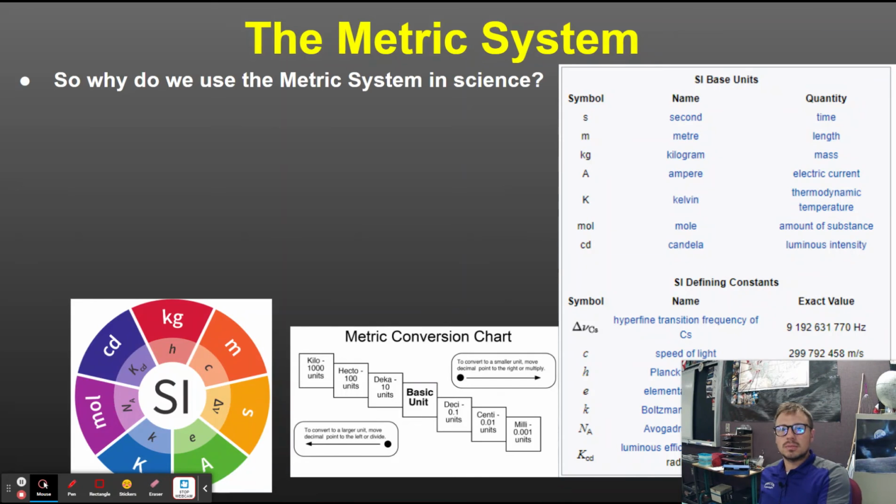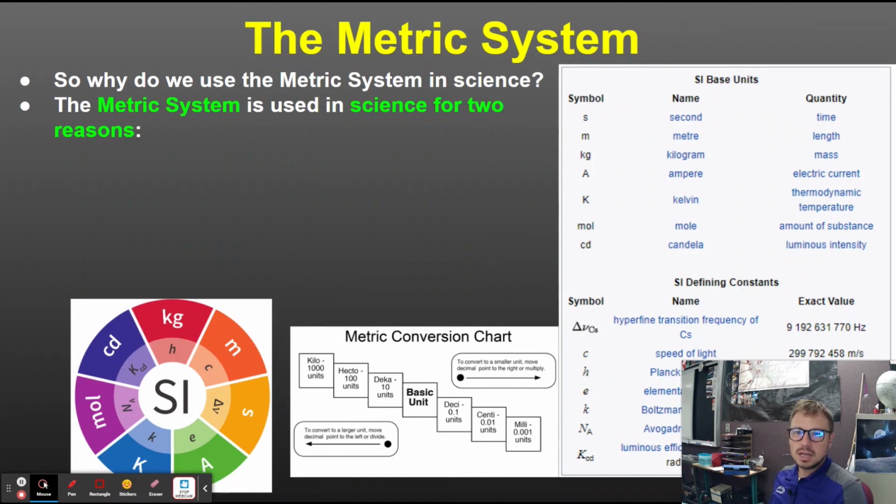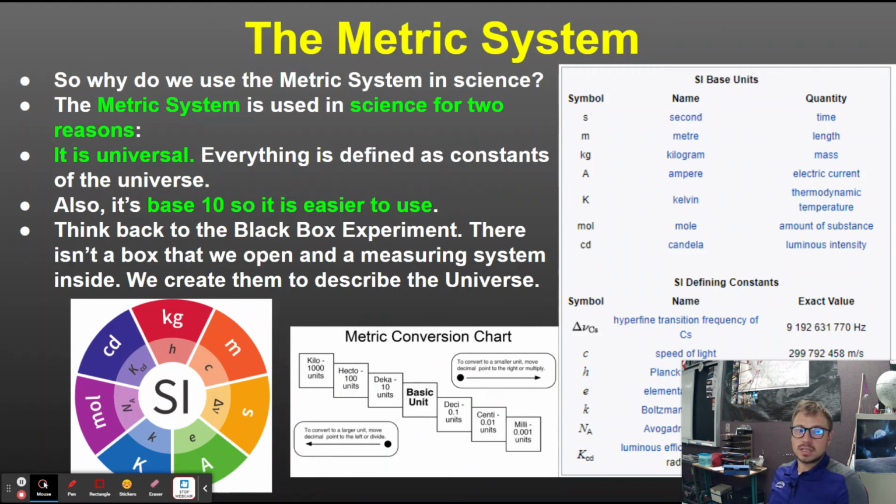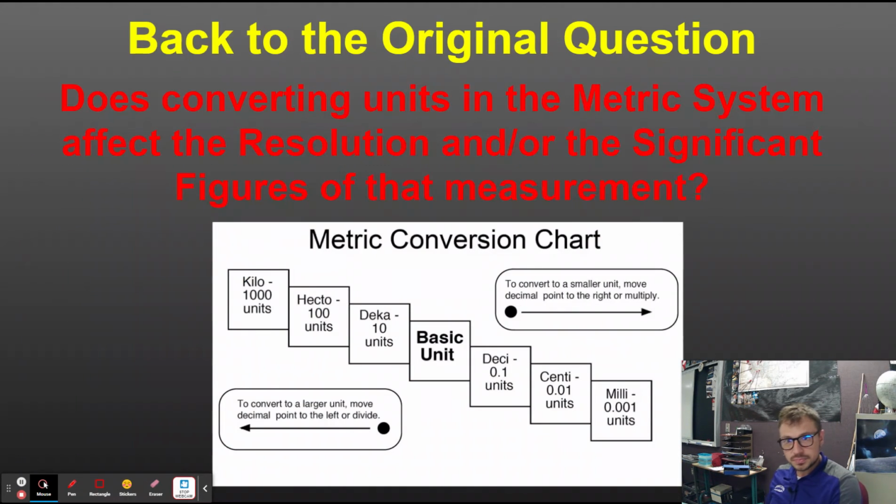So the metric system, right? Why do we use the metric system in science? Well, the metric system is used in science for two reasons. Number one, it is universal. Everything that is measured is defined as constants of the universe. And also it's base 10. It's easier to use. So like I said, in that black box experiment, we had to make our own system of measurement. So it was just easier for us to use the fundamental rules of the universe to make our own. So we have an exact definition for everything that we're going to measure.